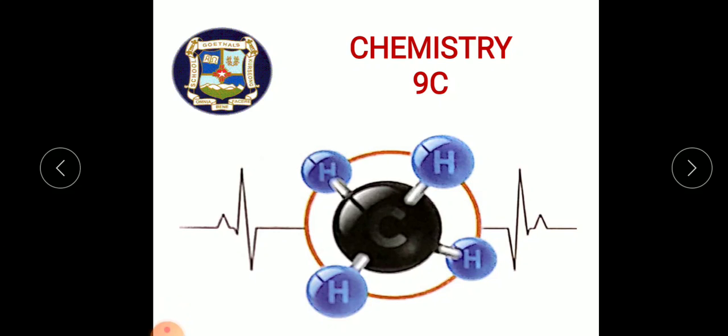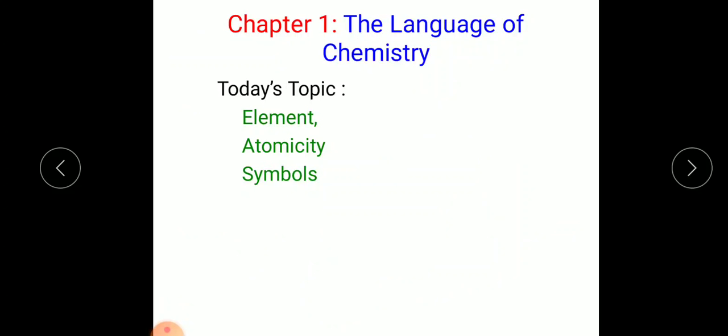Today we'll be starting our classes. Our first chapter will be the language of chemistry. In class 8, we learned this chapter on the same topic, language of chemistry. Once again, in class 9, we have the same chapter. In this chapter, we are going to study symbols, valency, and how to write the chemical formula by the crisscross method. Today's topic will be element, atomicity, and symbols. We'll try to understand these three terms.